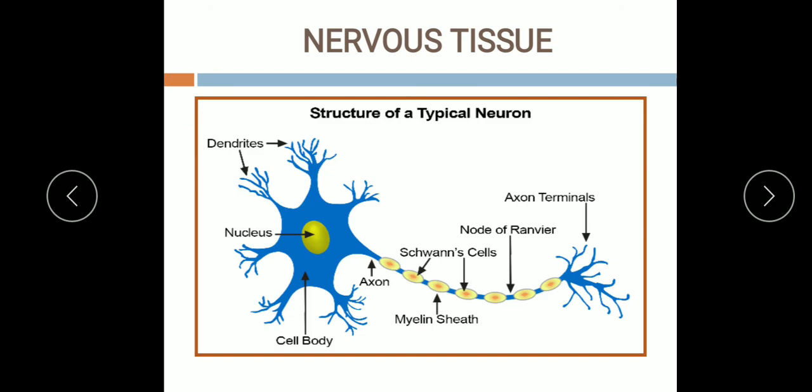Now the last is the nervous tissue. Nervous tissue consists of nerve cells, and nerve cells are termed as the neuron also. And a bundle of nerve cells forms the nerves. So many nerve cells together form the nerves. A neuron or a nerve cell is the structural and functional unit of the nervous system. So our nervous system is made up of millions of neurons.